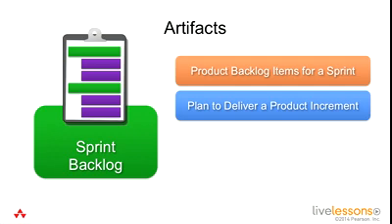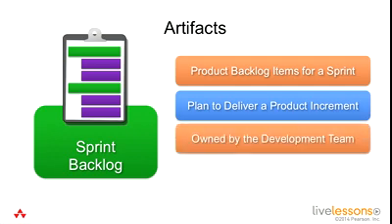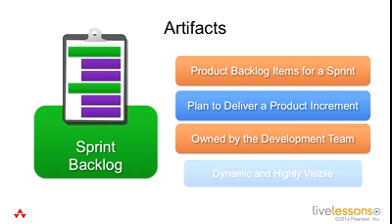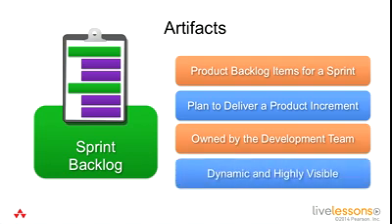This is the plan. It's also owned by the development team. It's not owned by the Scrum Master. It's not owned by the functional managers. It's not owned by the product owner. It is the development team's plan. They come up with it and they manage it. They also need to make sure that they keep it up to date.